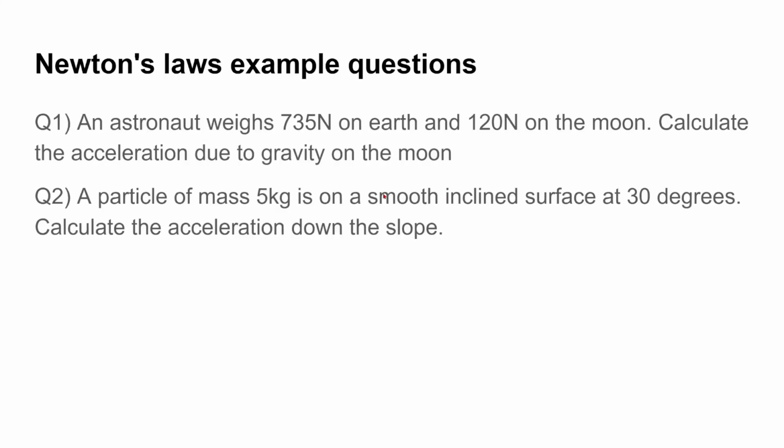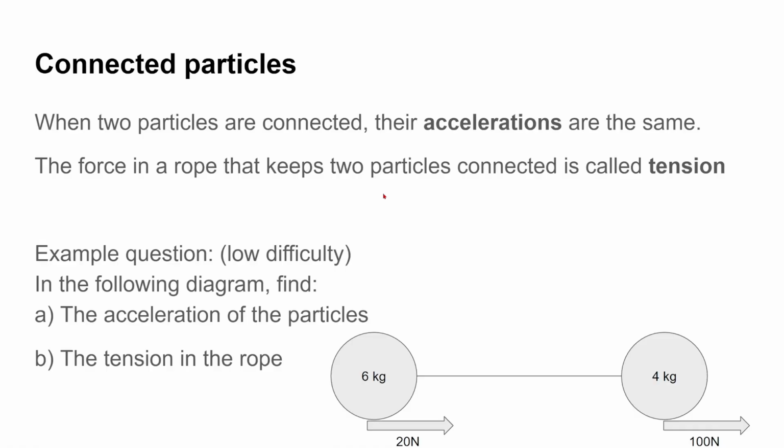Right, going back to the slides. Next up is connected particles. When two particles are connected, we know that their accelerations must be the same. The force in a rope that keeps the particles moving at the same acceleration is called a tension. You can visualize it as there being a rope pulling on each object.